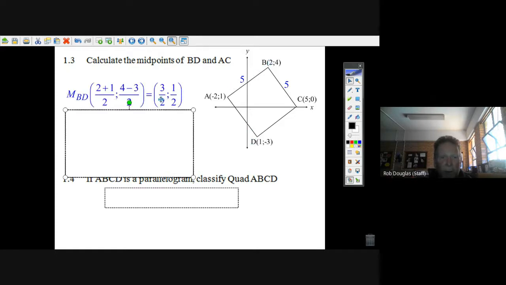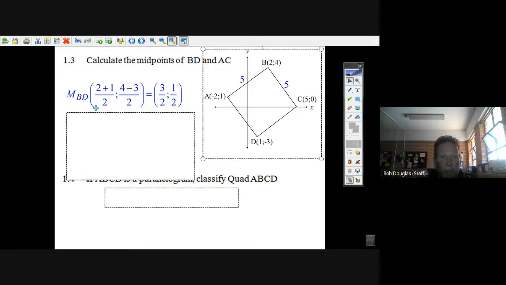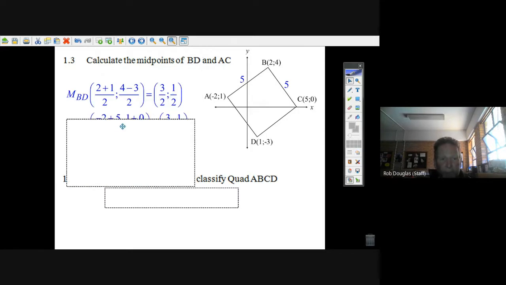2 plus 1 divided by 2. That's the x coordinate of the midpoint of BD. Then let's add the y values. 4 plus -3, that's 4 minus 3. It's just over 2. We divide by 2 to find the midpoint. We add the x coordinates and divide by 2. Add the y coordinates and divide by 2. Well, that's 3 over 2 and 1 over 2. That's the midpoint of BD.